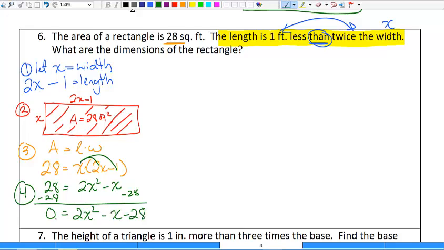Now at this point, some people don't like this 0 in the front. If you are one of those people, you are welcome to put it in the back, because the placement of the equals 0 doesn't really matter. If that makes you feel better to have it in the back, by all means, go ahead and do it. I'm not sure if this factors, but I'm going to go ahead and try.